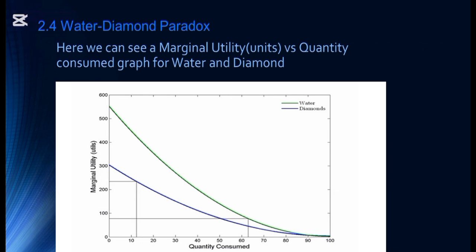Here is a graph where we can see that the marginal utility decreases as quantity consumed increases. From the slide you can see a marginal utility versus quantity consumed graph for water and diamond. As I was saying, you can see the marginal utility decreases as the quantity increases.